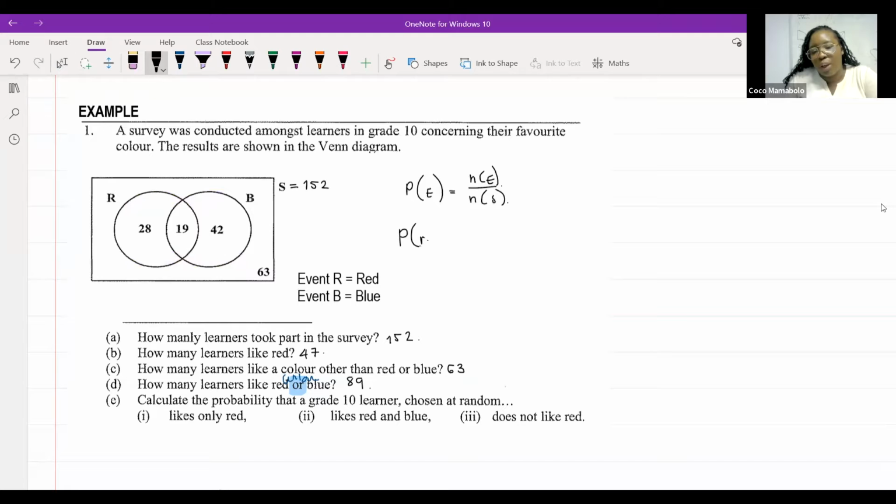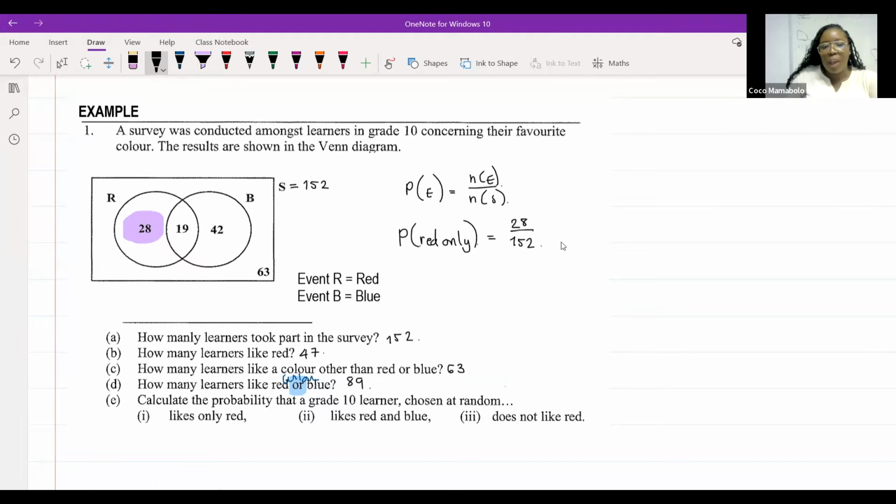So we want red only. And we know that red only cannot include the people in the intersection, because they like both. So red only has to be 28. That has to be 28 over the total, which is 152.